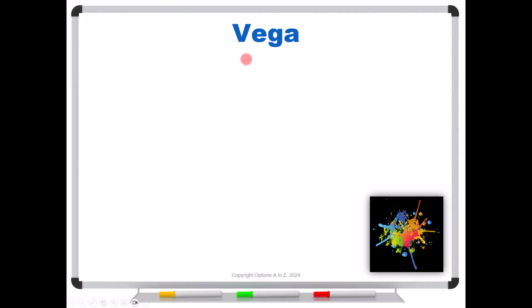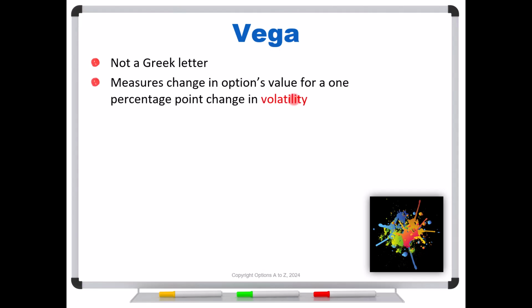Okay, moving right along to the next one on the list, Vega. Vega is not a Greek letter, so don't bother looking that up. The Greeks don't have a letter V, so they just kind of made this one up to sound like a Greek letter. But it was chosen to measure the change in the option's value for a 1 percentage point change in volatility, meaning that volatility rises from 20% to 21%, or from 37% to 38%. That's what it means for a 1 percentage point change in volatility. It does not mean take 1% of that number. You're just adding 1 or subtracting 1 from that current implied volatility number.